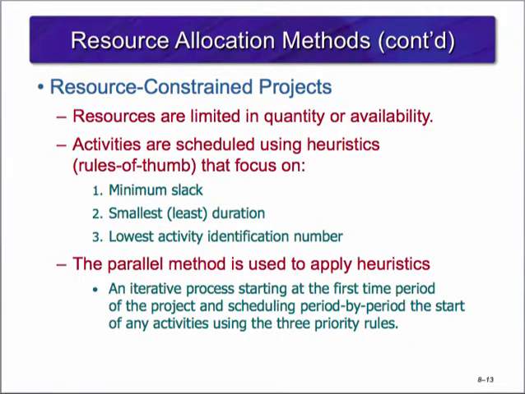Resource-constrained projects occur when the number of people and/or equipment is not adequate to meet peak demand requirements, and it is impossible to obtain more. Resources are limited in quantity or availability. The activities are scheduled using heuristics, or rule of thumb, that focuses on activities having 1. Minimum slack, 2. The smallest or least duration, and 3. Lowest activity identification number. Heuristics is applied by using the parallel method, an iterative process starting with the first time period and scheduling the start of activities period by period by using the 3-priority rule discussed above.